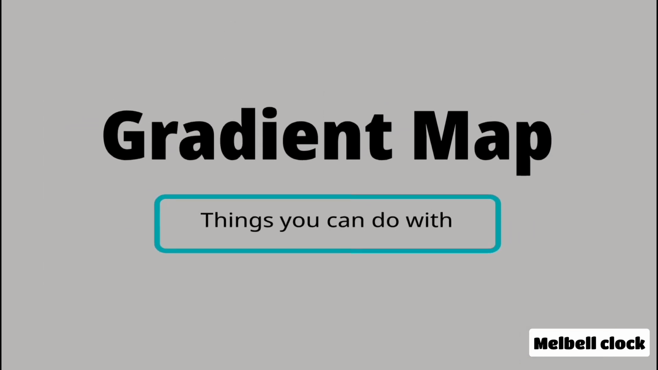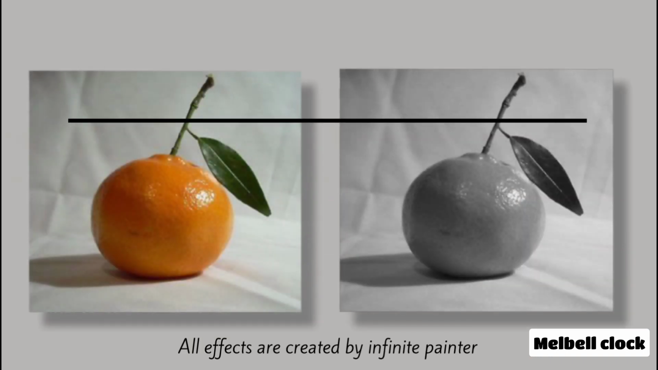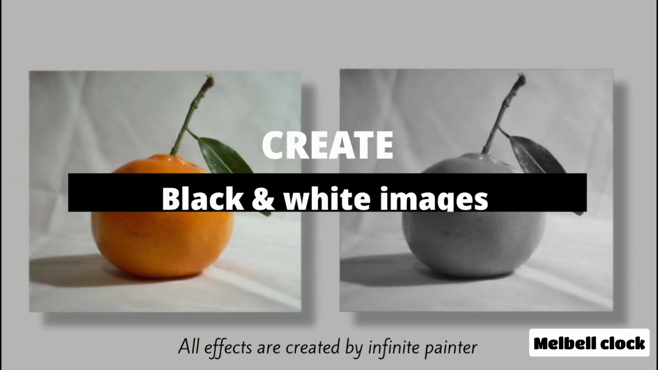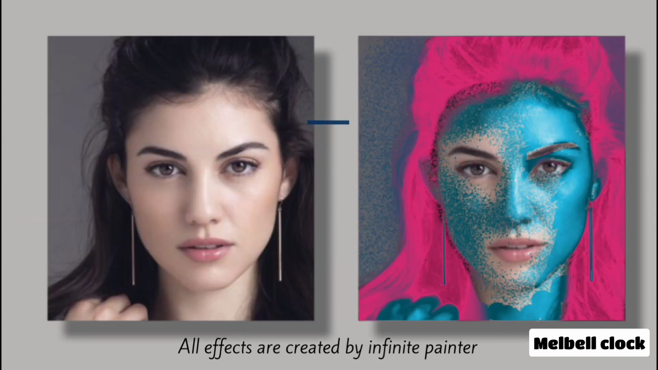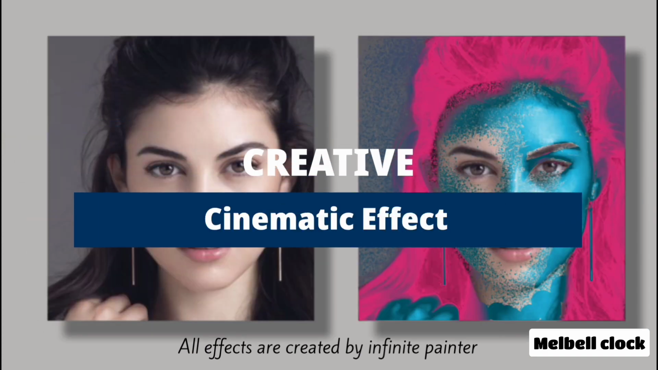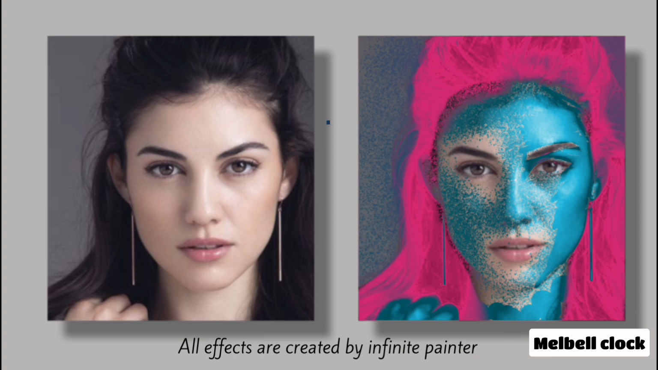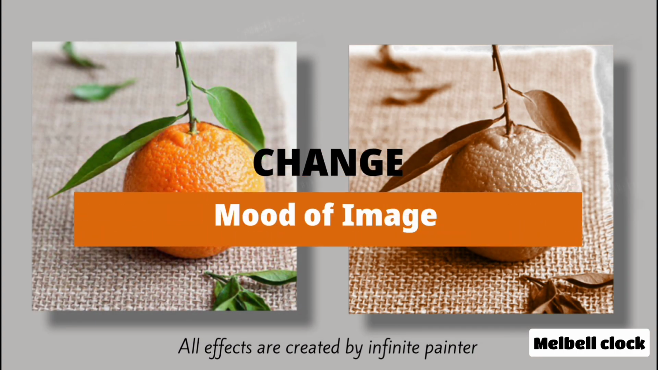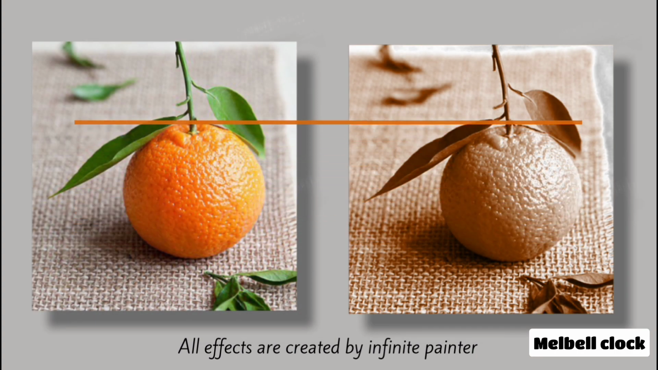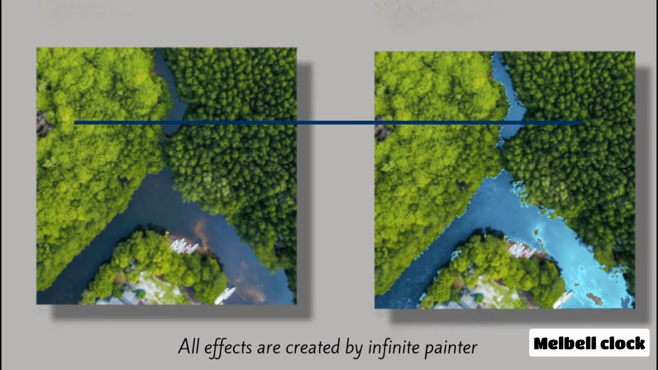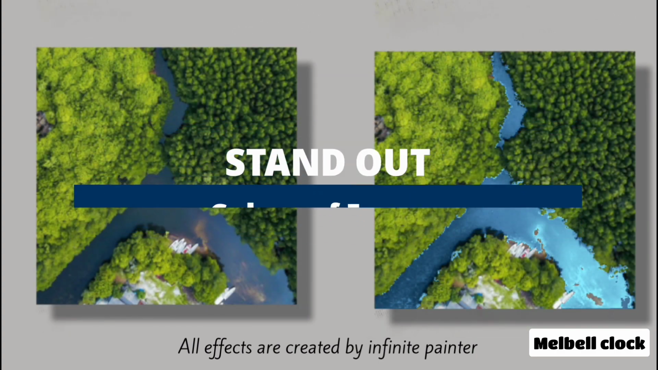Things you can do with gradient map. Create black and white images. Creative cinematic effects. Change mood of the image. Stand out the colors of the image.